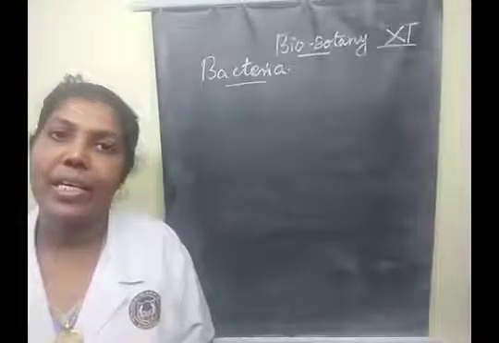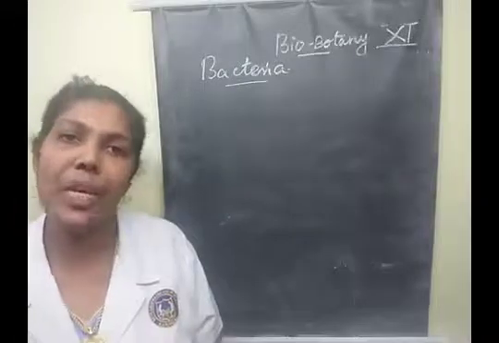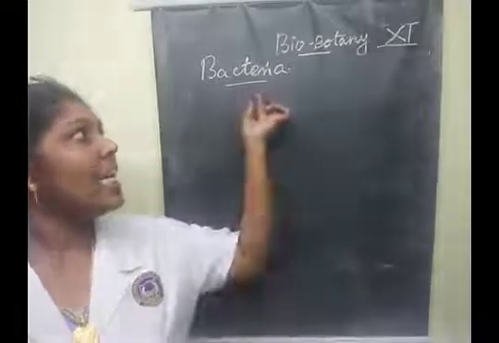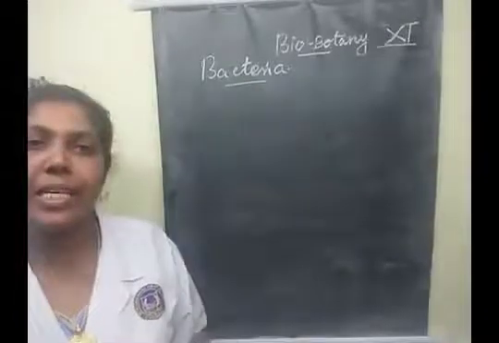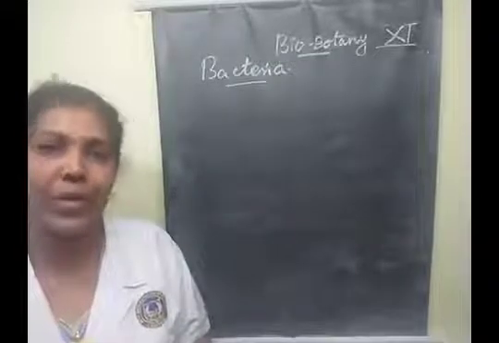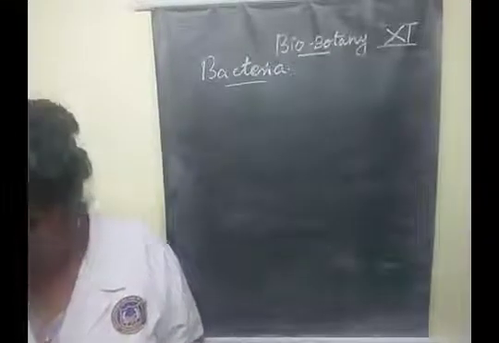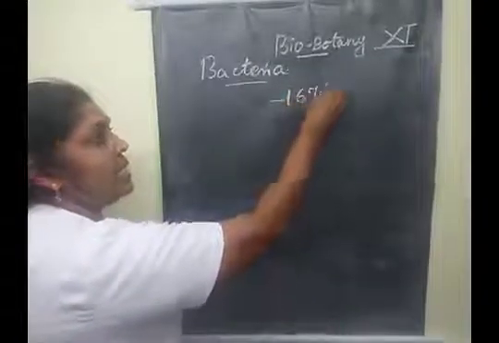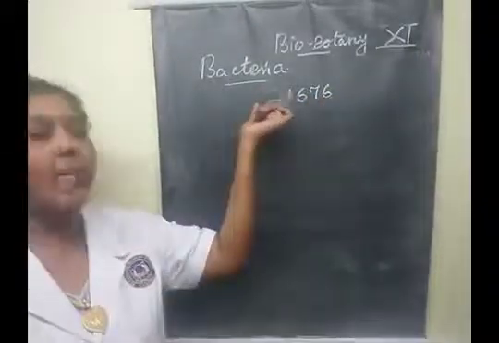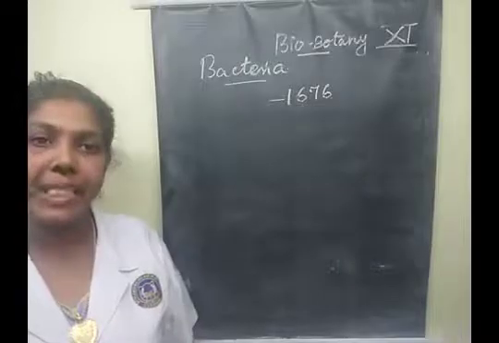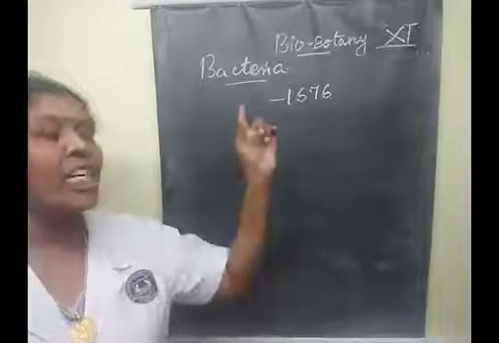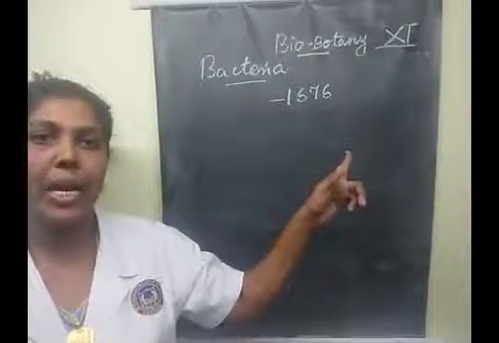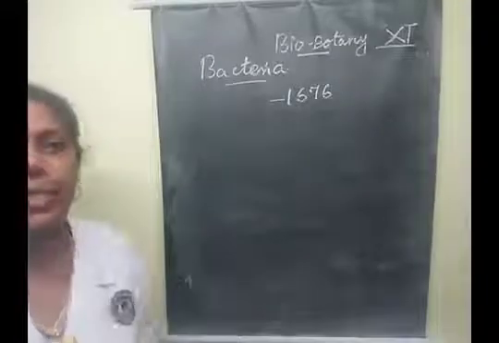Once again I will ask the question: what is bacteria? Bacteria is a prokaryotic organism, unicellular in nature, a microscopic organism. The first discoverer of bacteria was Anton von Leeuwenhoek. In the year 1676 he discovered the bacterium. Anton von Leeuwenhoek called the bacterium by the name animalcules.